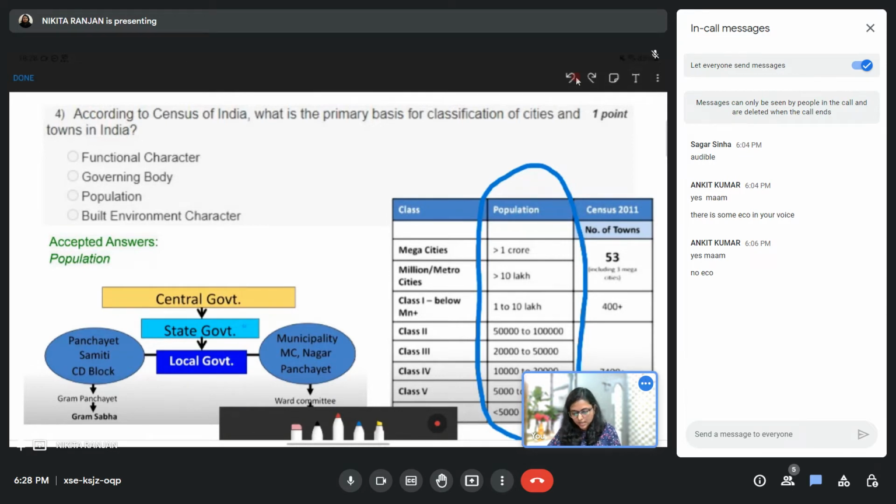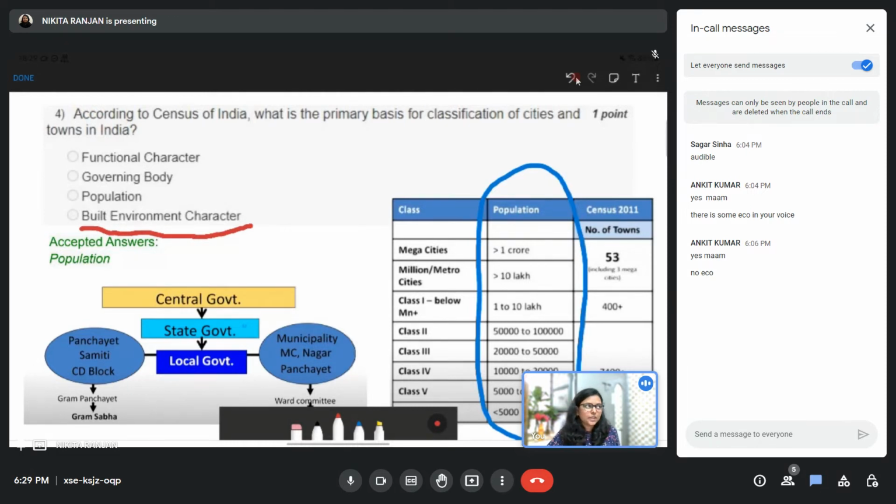Another important point here is built environment character. So what is built environment character? Built environment is any buildings, any other urban development which is there in an area. So what is the character of the built environment? Can that be used as a classification to define how to classify different cities? Can it be used?